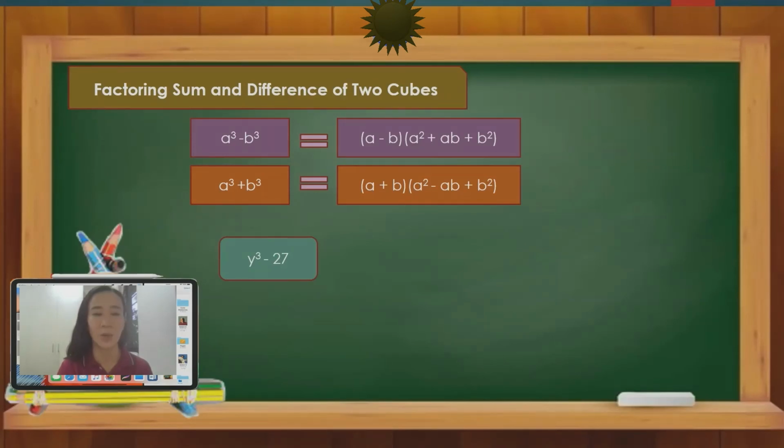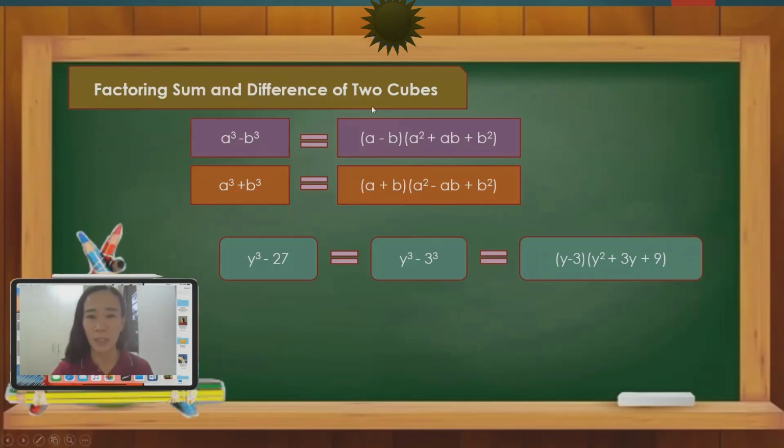Our example is y cubed minus 27. y cubed minus 27 can be expressed as y cubed minus 3 cubed. Then it means our a here is y and our b here is 3. Since it is difference of two cubes, then we will use this pattern, which is (y minus 3)(y squared plus 3y plus 9). It becomes 9 because 3 squared or the b squared here is 9.